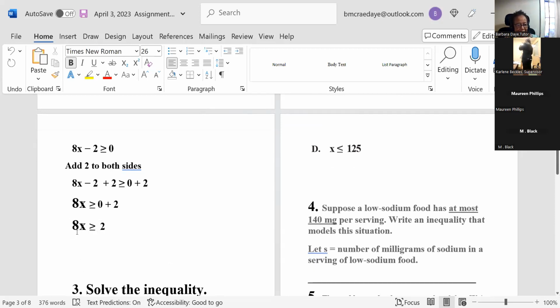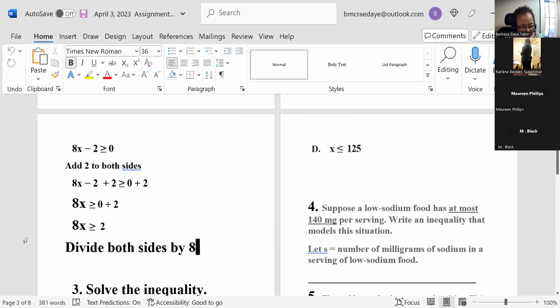Remember, 8x means 8 times x. So you divide what, Mercedes? 8x on both sides. Not 8x. 8. That's right. Use just the coefficient. Divide both sides by 8. Got it? Yes, Miss Barbara.